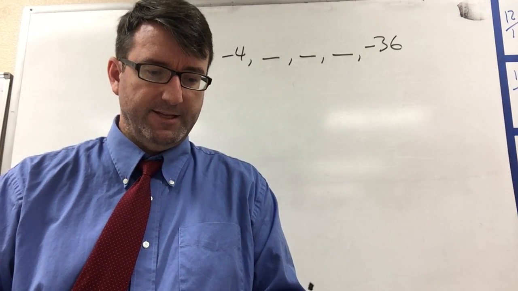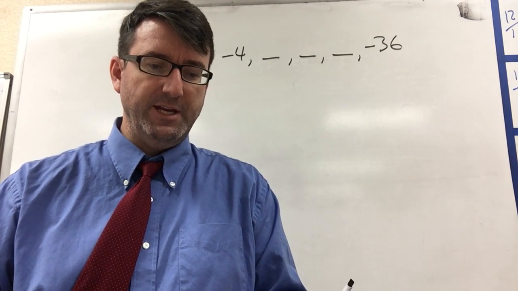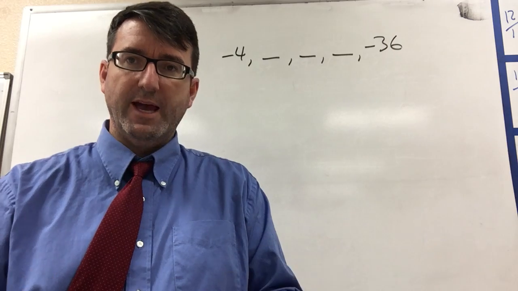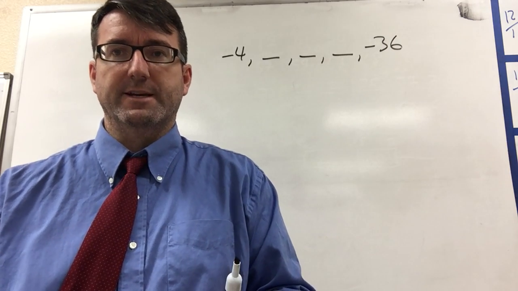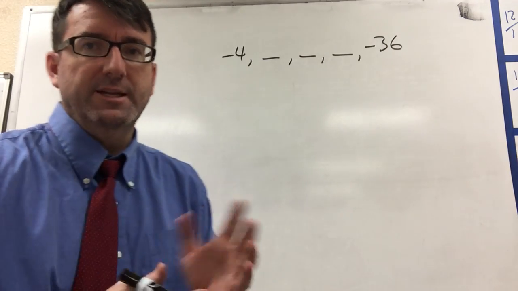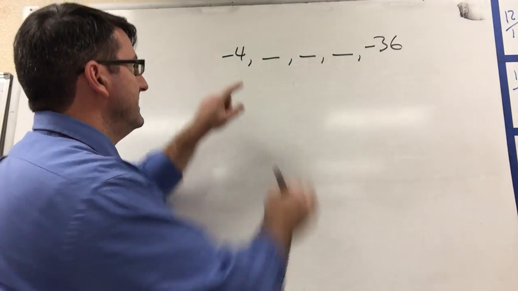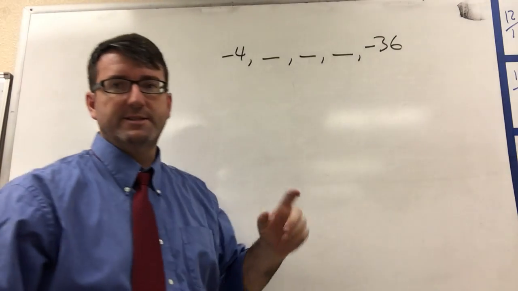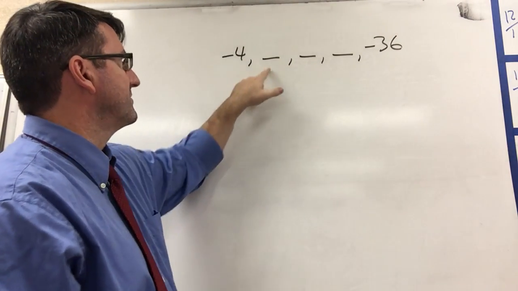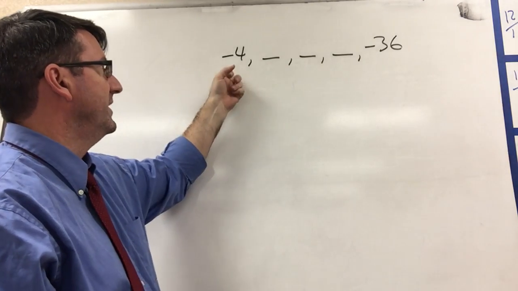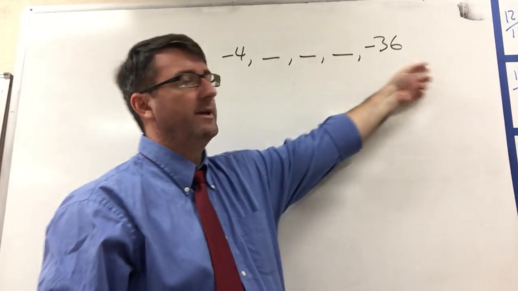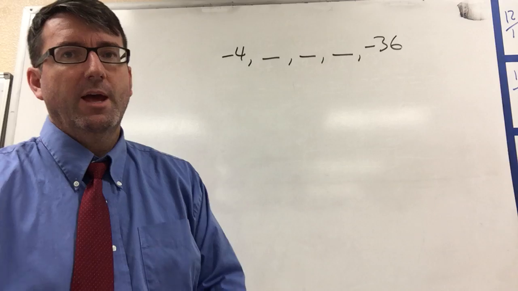All right, number 10 says write a sequence that has 3 geometric means between -4 and -36. So by geometric means, we mean that this is going to be a geometric sequence, and there's 3 missing numbers in between -4 and -36.